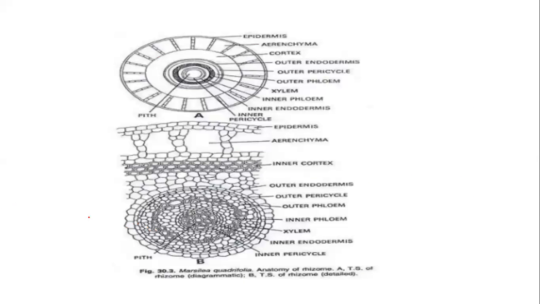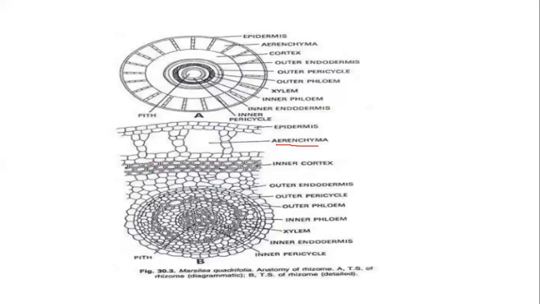So you can see this picture, the transverse section of the Marsilea rhizome. You can see this is a single layer of epidermis which forms the outermost layer. Below that we can see the parenchymatous cortex region, in which we can see the presence of these air chambers. This is the air chamber, or we can also call them air cavities. So this tissue is designated as aerenchyma, which is helpful in the exchange of gases, the transportation of air, or storing of air inside.